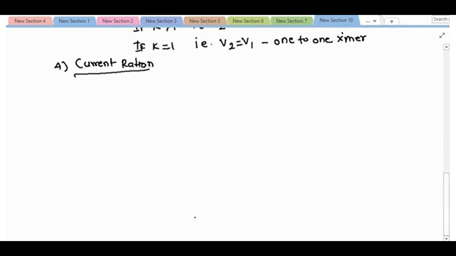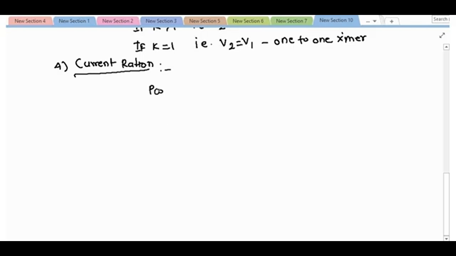Since the transformer transfers the electrical power from one circuit to another circuit very efficiently with negligible power loss. Why negligible power loss? Because in my first lecture I told you that the transformer is a static device. There is no rotating part in this, so no rotating losses. So the transformer is the most efficient machine with negligible power loss.